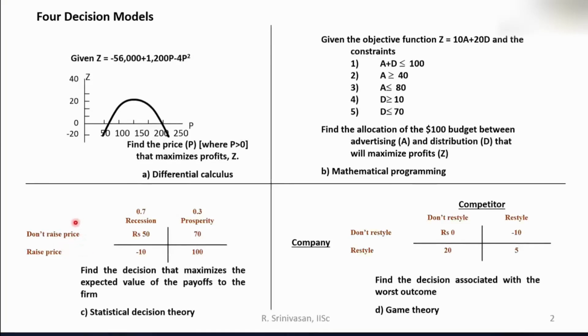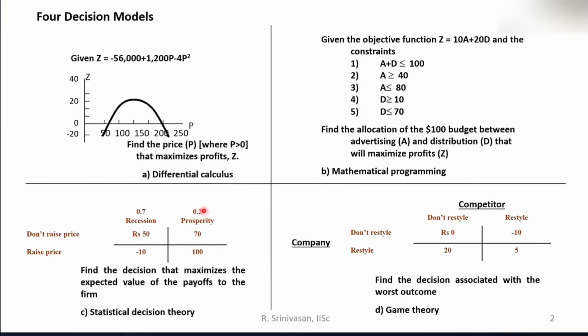Now suppose you don't raise the price of the product when it is a prosperous economy, you are likely to end up making profits of 70. And suppose you raise the price when the economy prospers, you are likely to end up making a profit of 100. Now, you may be asked to find that decision that maximizes the expected value of the payoffs for the firm. So, how are you going to do that?